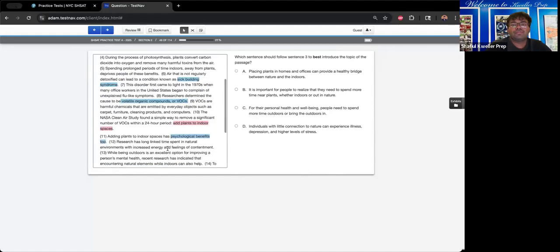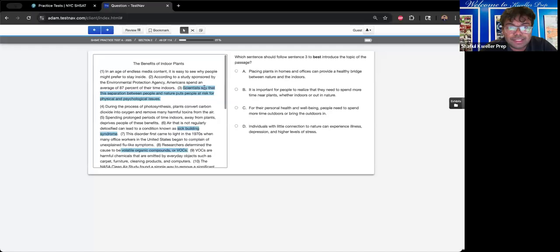Which sentence should follow sentence three? Sentence three says scientists say that this separation puts people at risk. Probably something that introduces the idea of how indoor plants can stop this or improve this. So A is pretty good. Let's look at each one. Indoors or out in nature is bad because the main point is indoor plants, as it says in the title. No, and no. The best one's A. A talks about the plants. This whole passage is about how indoor plants help.